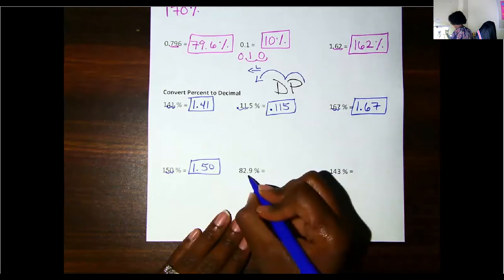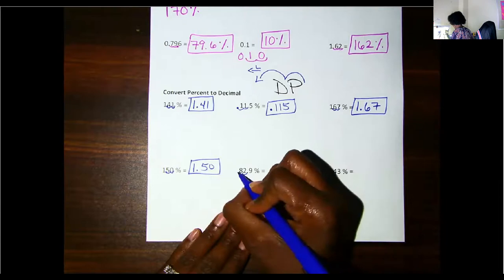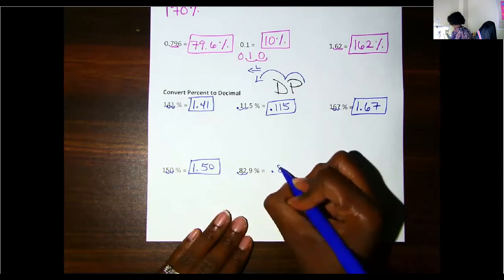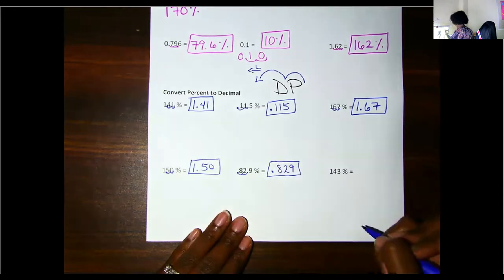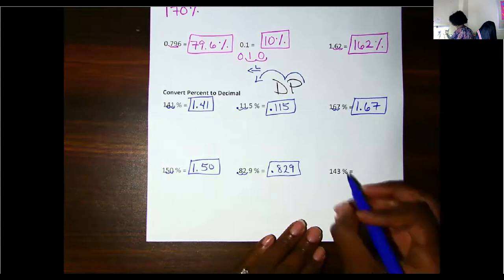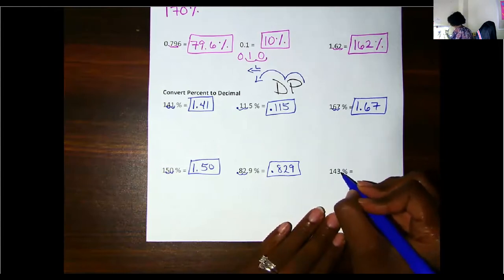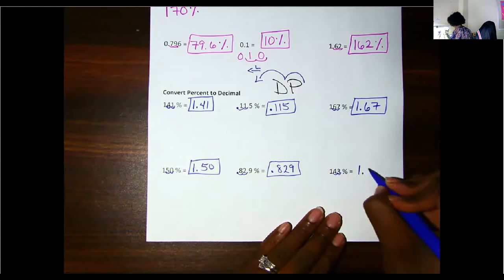82.9%. This one has a decimal, so I'm going to start there. 1, 2 to the left. Drop the percent sign. 0.829. All right, final one, 143%. I have no decimal, so that means I start at the back. 1, 2. Drop the percent sign. I have 1.43.